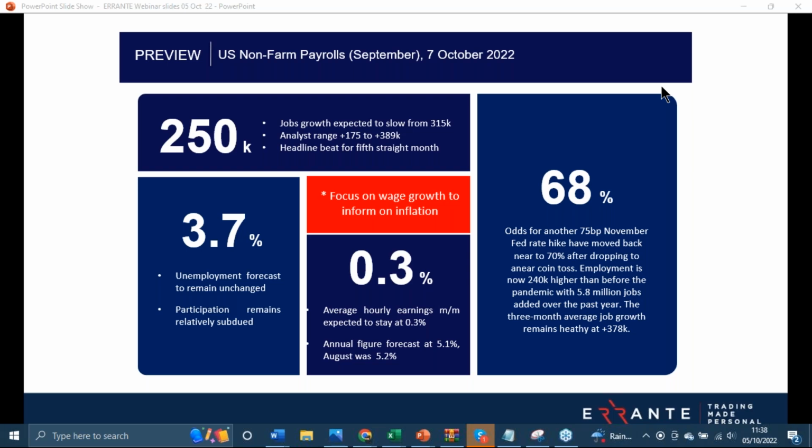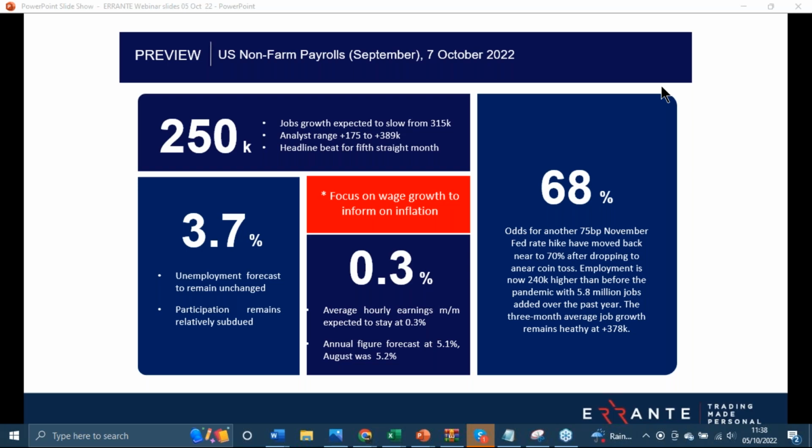The latest dot plots have signaled another 75 basis point hike in November. And markets currently assign around a 68% chance, I think it is, of that occurring. That did actually drop down to a near coin toss, around 54% at the start of the week, but then pushed higher over the last 24 hours.